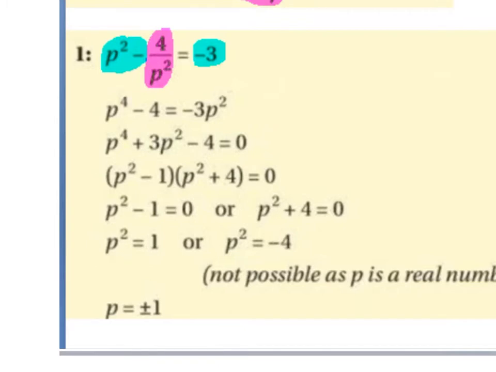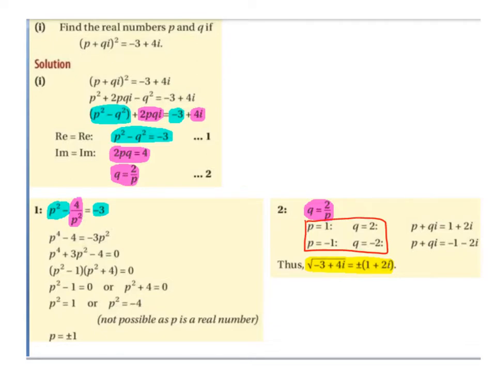And then again we have the other bracket, p² + 4 is equal to 0. So p² is equal to -4. And at this point we would say then p is equal to the square root of -4. But this is not possible as p is a real number. And we know that from the question. Find the real numbers p and q. So our p values are going to be plus and minus 1.